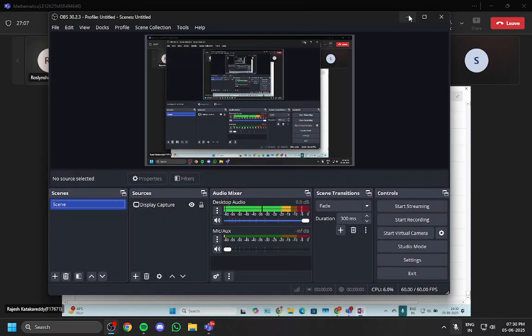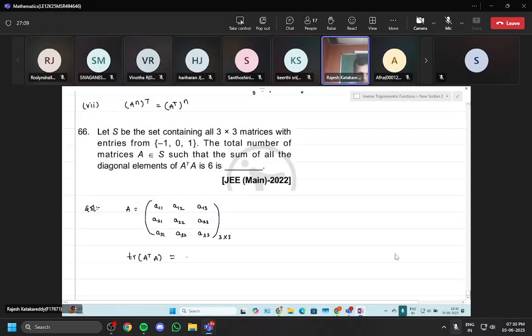A transpose A is equal to A11 square, A12 square, A13 square, and so on, till A33 square. Sum of squares of all elements. So now they have given that. What else they have given?